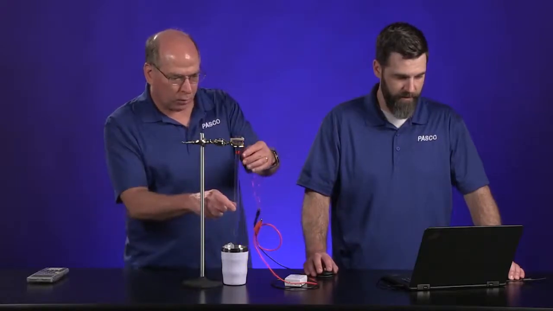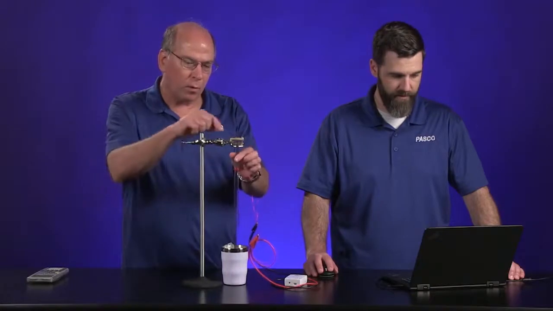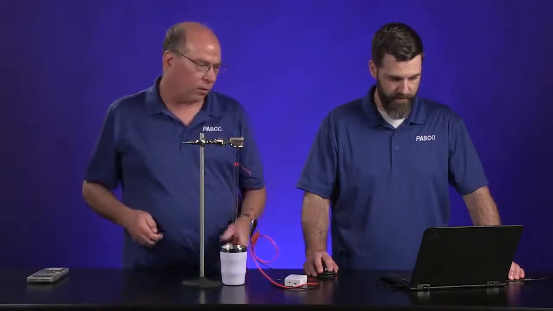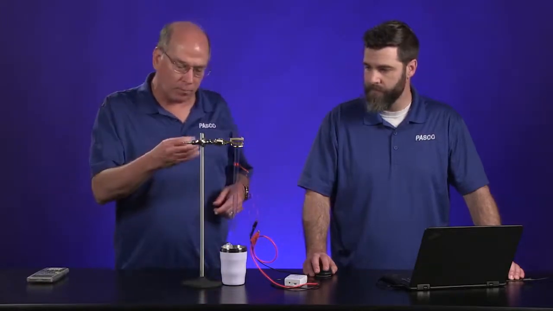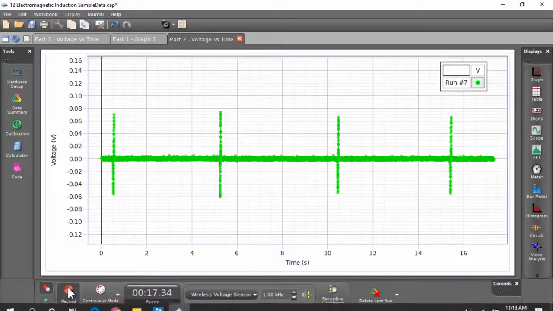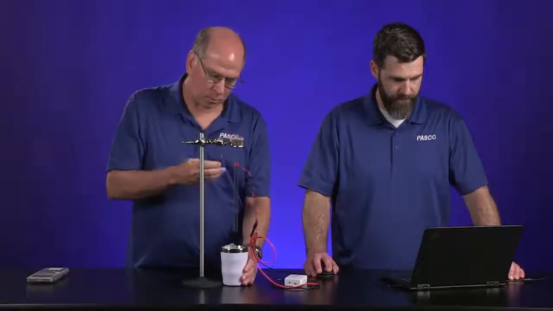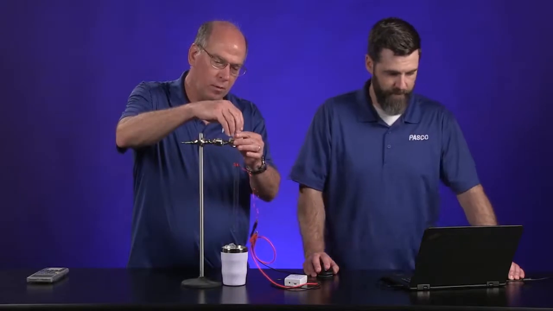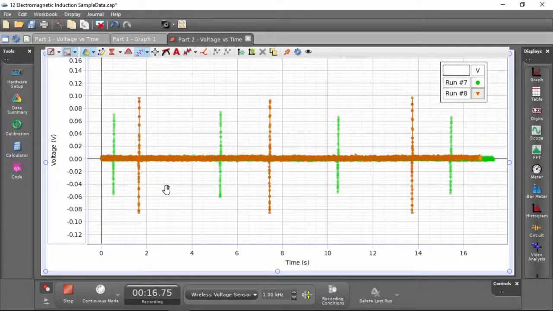So let's bring it to 10. We're going to double it. You might wonder what happens if you double the height. Is it going to make it more or less? And if so, by what factor? Okay, you ready? Yep. Go ahead. Definitely more. Doesn't look twice as much, though. So you may have to explain that as part of the lab.